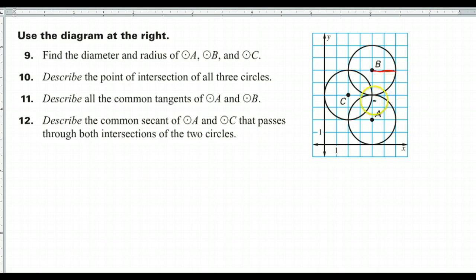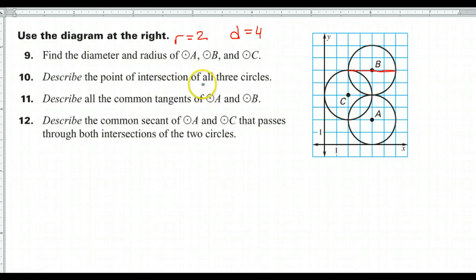That is a radius, and all these radii will be the same. So the radius is 2. And of course the diameter is always going to be double that, which is going to be 4. Okay, for all of these circles, that's the same.